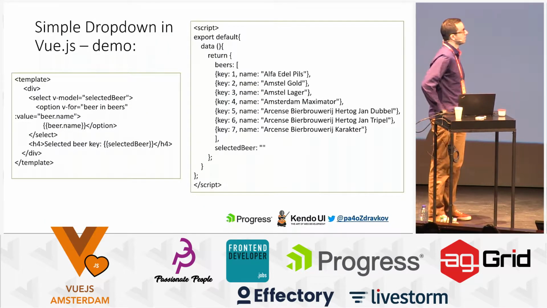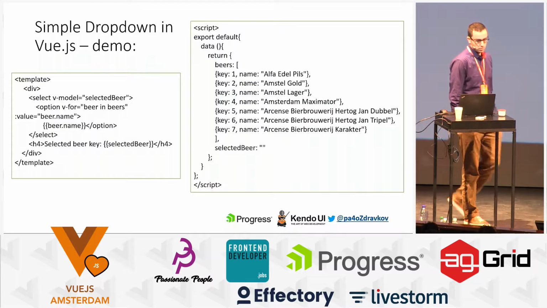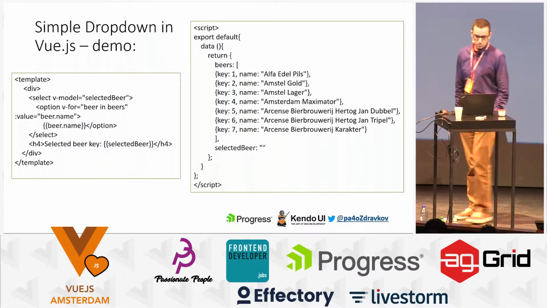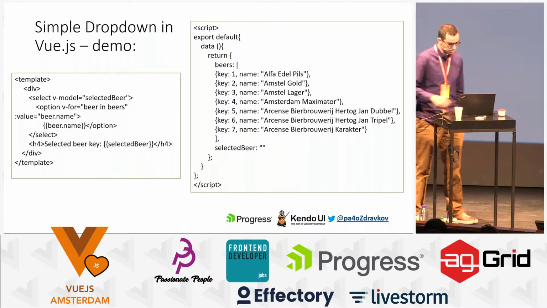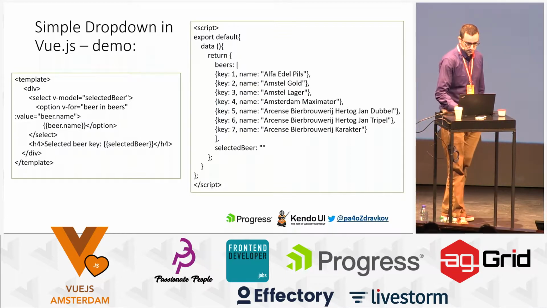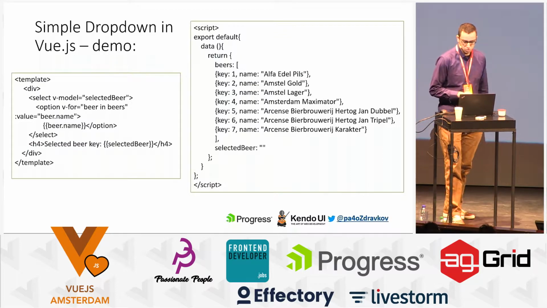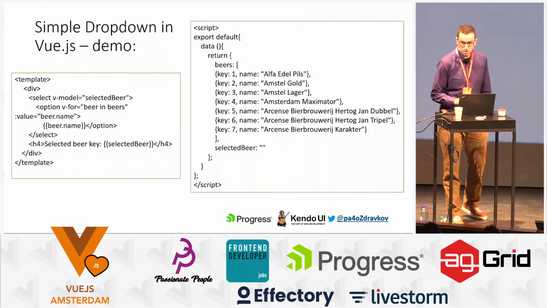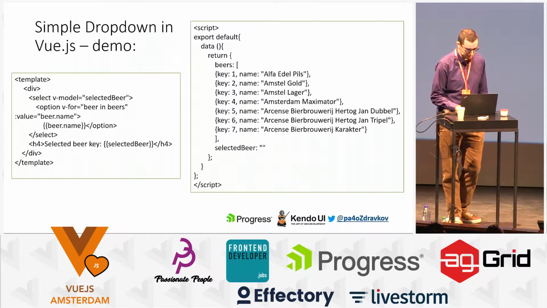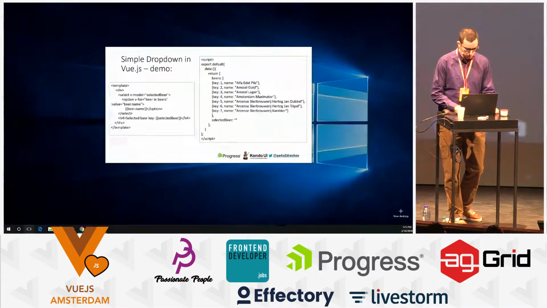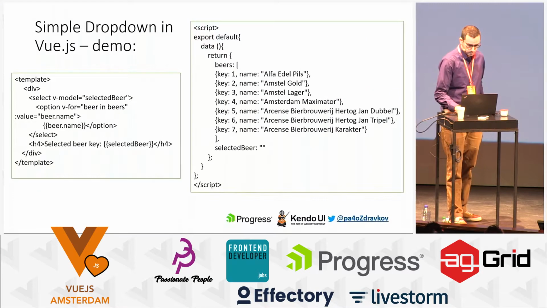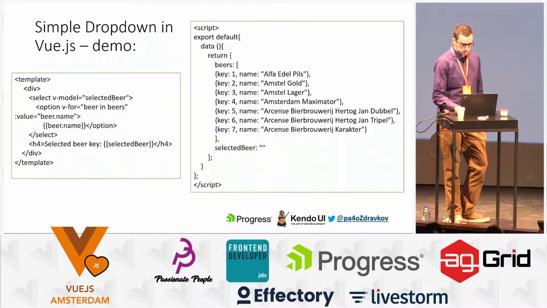So here is how a very simple drop-down can look in Vue. Yesterday we had a similar example, yet here it is with beers. You just have a select element that is bound with the v-model directive to the selected beer data property, and we have data with some popular Dutch beers, like Amstel Gold, Amstel Lager. You probably know the other ones. This is how this could look in a page. It's actually working pretty good, and has keyboard support.